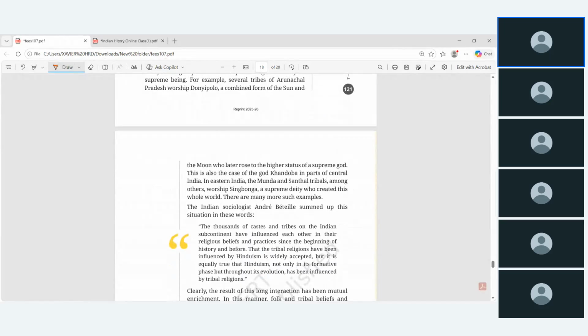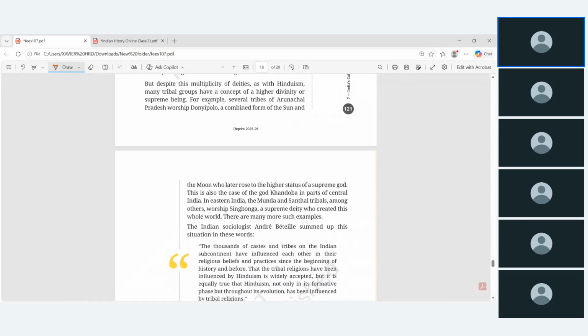Tribals used to worship nature. Several tribes in Arunachal Pradesh worship Donyi Polo, a combined form of the sun and the moon. Another one, Kantopa, in the part of central India, the tribals used to worship. And the Munda and Santal tribes worship Singbonga, a supreme deity who created this whole world.